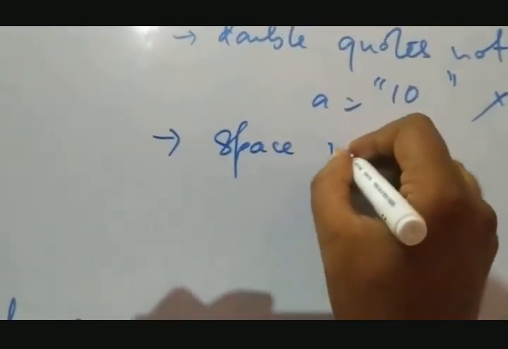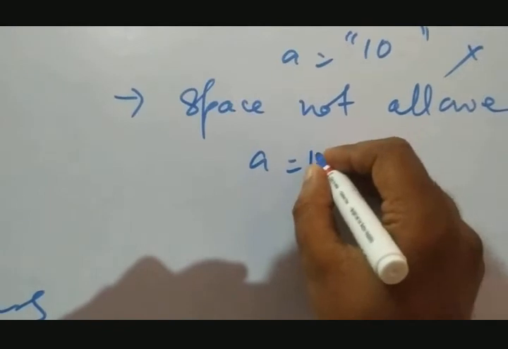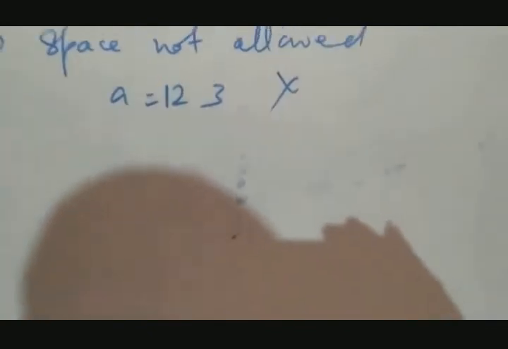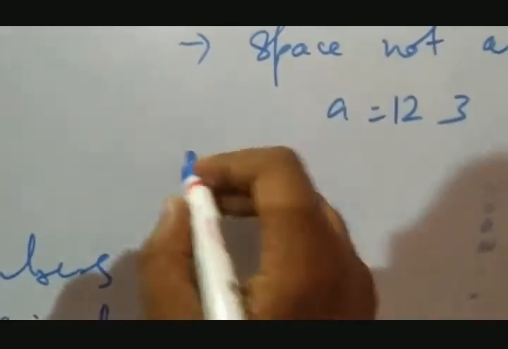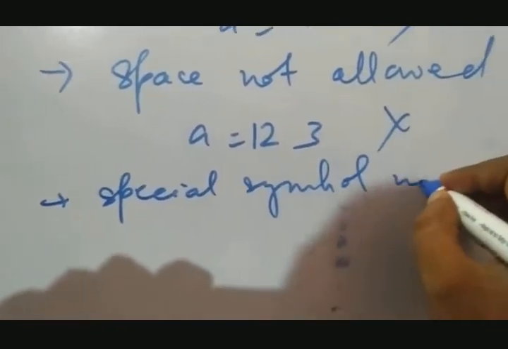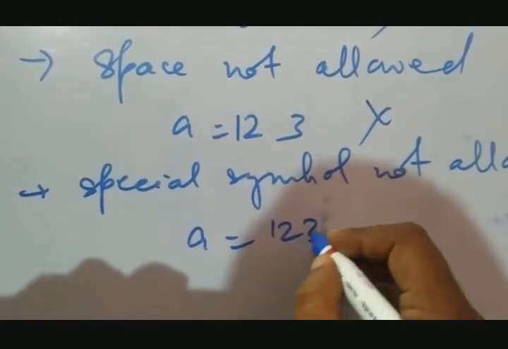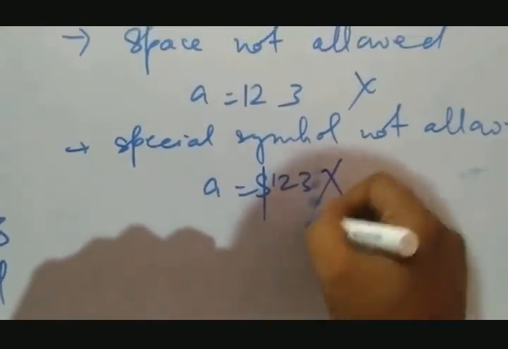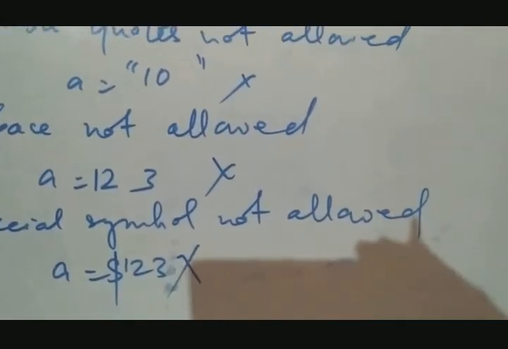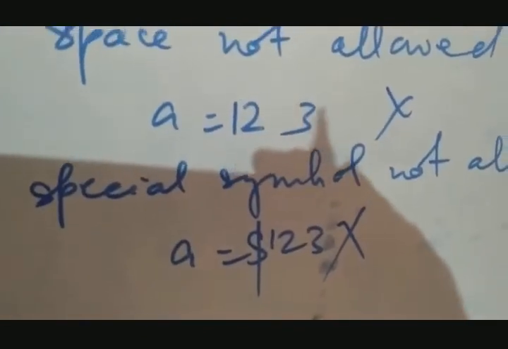Space not allowed. Suppose I want to write 123, and I write 12 here and 3 here with a space, then again it's invalid. Space is not allowed. Quotes are not allowed. Special symbols are not allowed. A equals to $123, then again it's an invalid one. You cannot use the dollar there. Are you getting it? This is all about the integer literal.